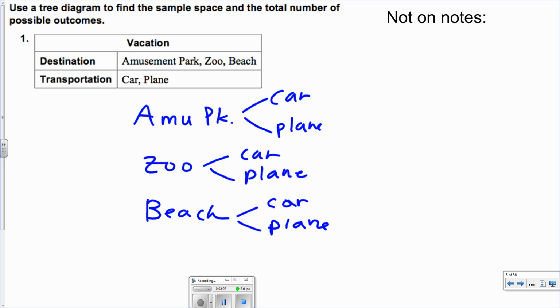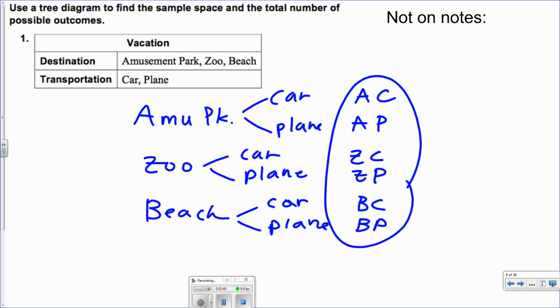So it says, use a tree diagram to find the sample space and the total number of possible outcomes. So my sample space would be, we'll do A for amusement park, car, amusement park, plane. We'll do zoo in a car, zoo in a plane, and beach in a car, and beach in a plane. This is my sample space. And the total number of outcomes, well, we just count them and say there are 6 outcomes.